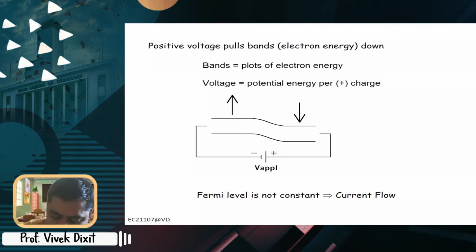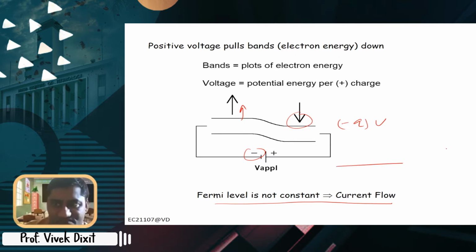When you apply the positive voltage, what happens? Because energy is minus Q times potential, right? So for positive voltage, the band will go down. For negative voltage, the band will go up. And when the Fermi level is not constant, current will flow. And when the Fermi level is constant, current will not flow. So these concepts are just for review.